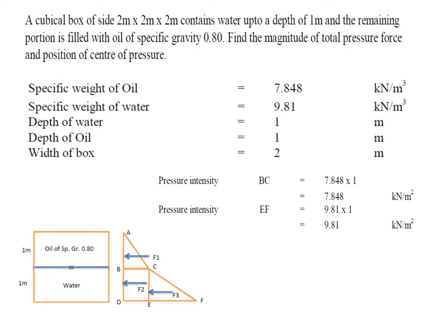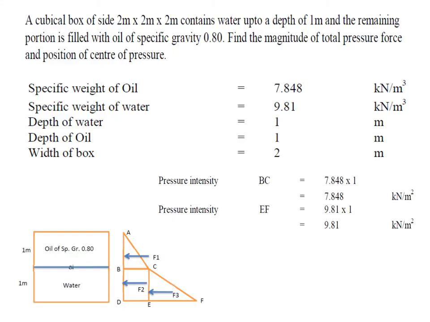So let the forces be F1, F2, F3 due to each of these diagrams. In order to calculate F1, you should simply take the area of this diagram ABC and multiply by the width, or it is also the average pressure intensity, (0 + 7.848) divided by 2, into the area. Area is 1 meter into 2. So for rectangular surfaces, it will be very easy to write.